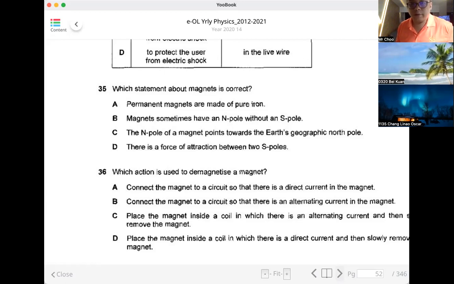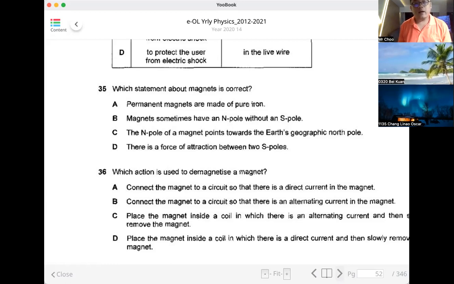Oscar, incorrect. Try again, number 35. Why do you say B is correct? Can a magnet have just the north pole and no south pole? Remember I told you there's no such thing as a pure north pole or a pure south pole. Therefore, I stopped drawing the magnetic field line. So a magnet cannot have just the north pole or just the south pole. That doesn't work. They always come together.